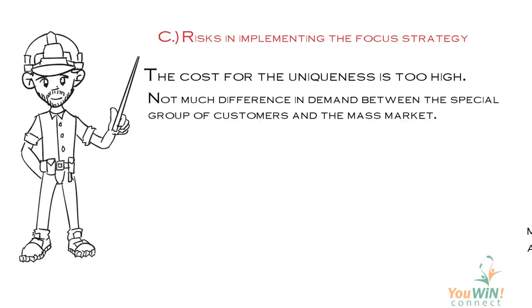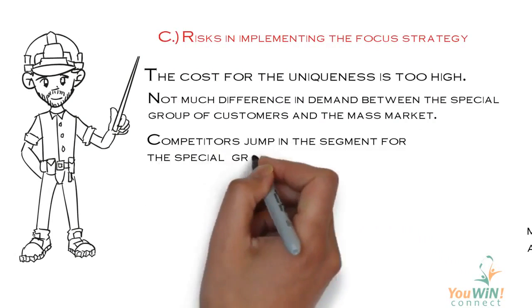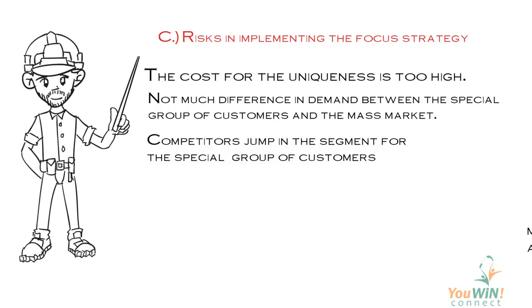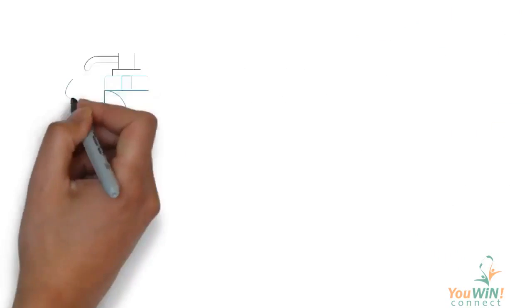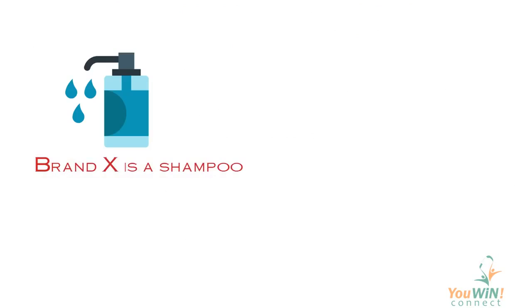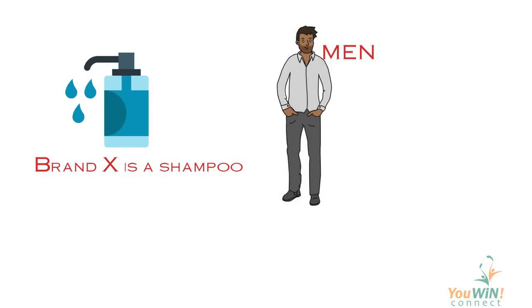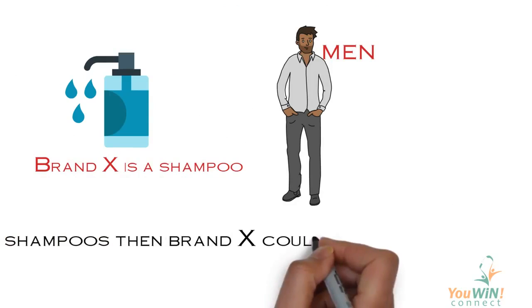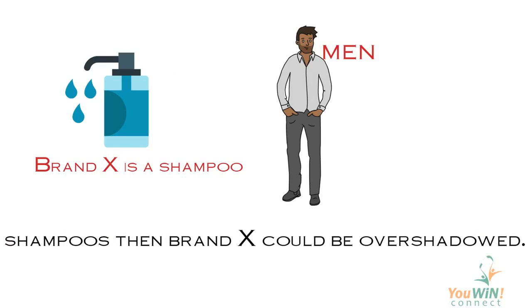Another risk for implementing the focus strategy is really around competitors jumping into the segment for the special group of customers. When brand X is a shampoo for men, if other producers introduce anti-dandruff moisturizer shampoos, then brand X could be overshadowed. So it is important that you also understand the risk associated with each of these competition strategies.